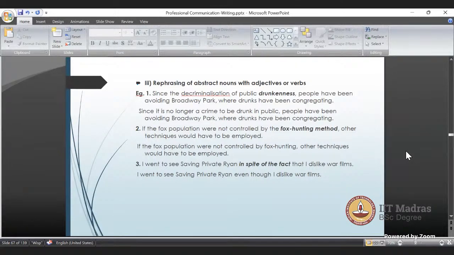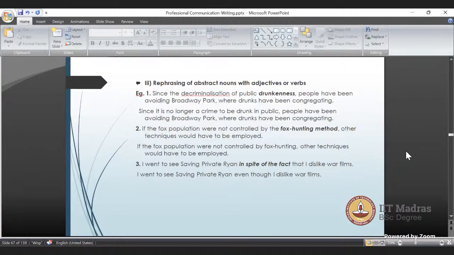You got more clarity in the statement instead of using something very complicated like drunkenness. You just reduced it to drunk because that is enough. That's all you had to say. Second one: if the fox population were not controlled by the fox hunting method, other techniques would have to be employed. So you can simply say, if the fox population were not controlled by fox hunting. You don't have to unnecessarily write method, because hunting inherently has the meaning of the method in it.